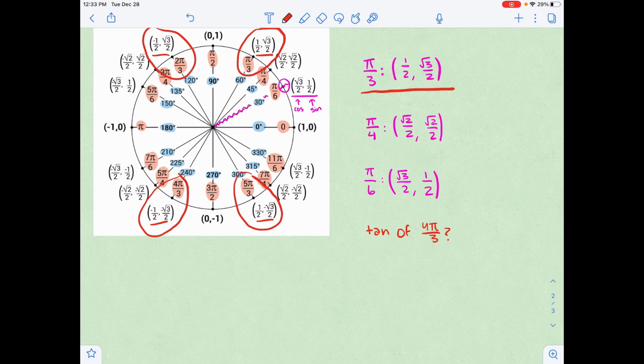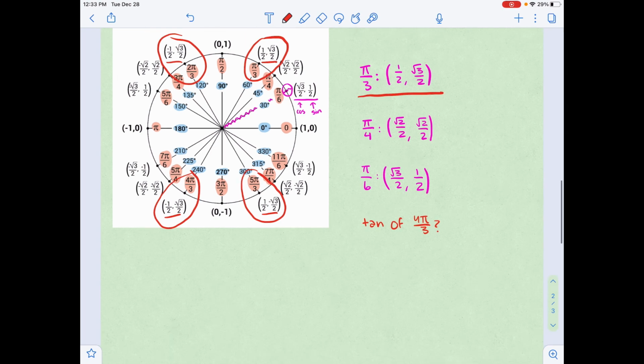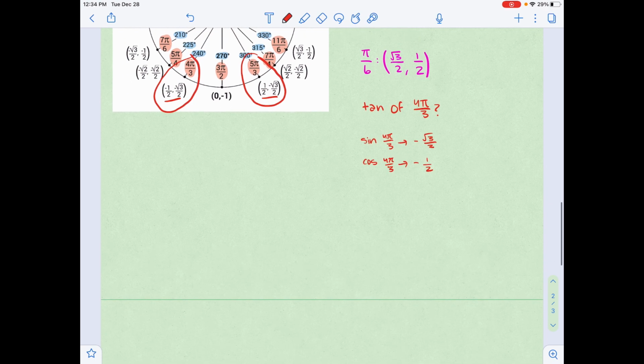Tangent is just sine over cosine. So first let's write down sine of 4 pi over 3, which is negative root 3 over 2. Cosine of 4 pi over 3 is negative 1/2. So tangent is sine over cosine. So we do negative root 3 over 2 over negative 1/2, which gives us root 3. And that's our answer.